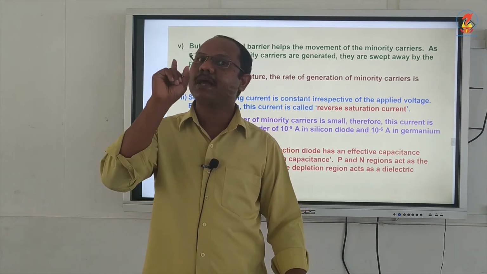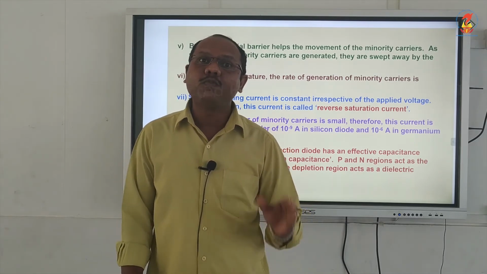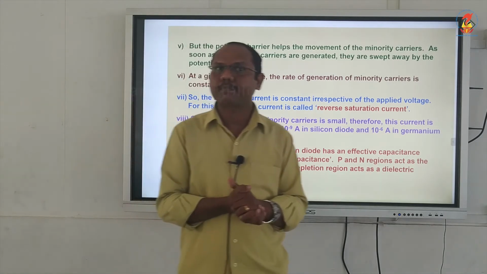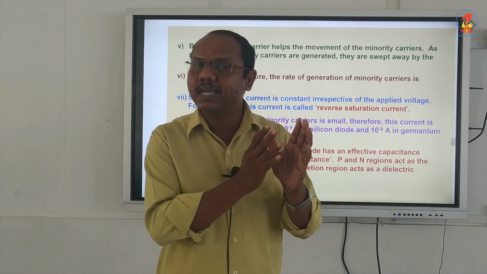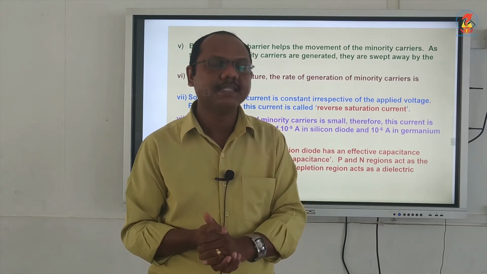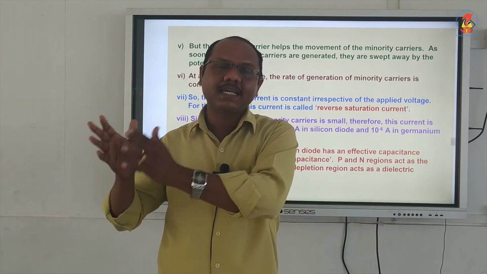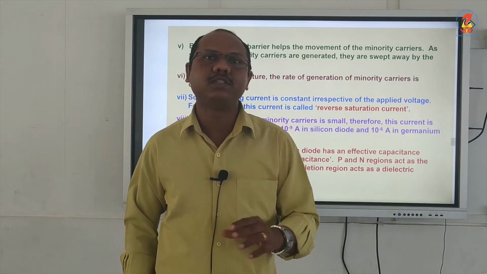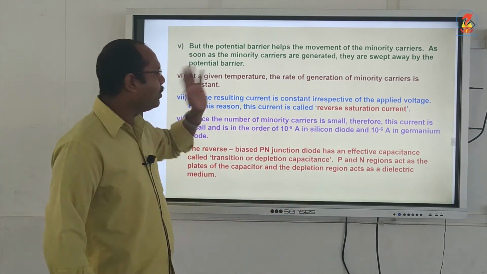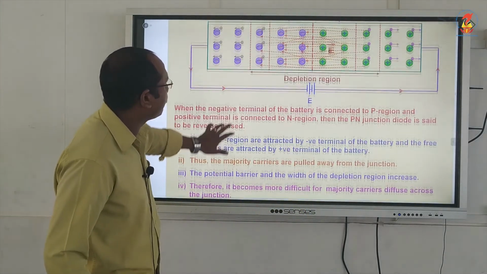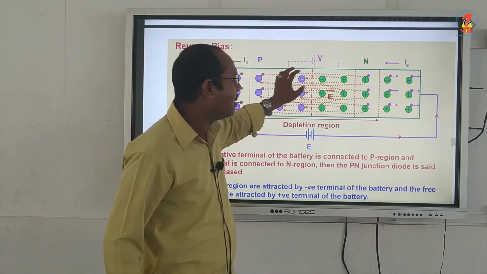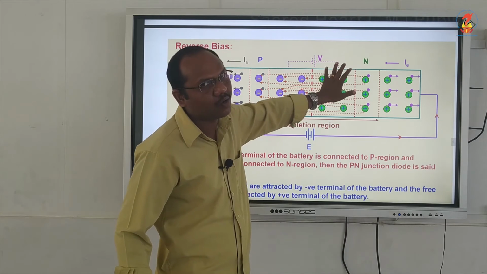But think about the minority carriers. Which are the minority carriers on the P side? On the P side, we studied the majority carriers are holes. So obviously the minority carriers are electrons, right? Similarly, on the N side, the minority carriers are holes. So you just think about those things from the diagram. On the P side, the minority carriers are electrons, and on the N side, the minority carriers are holes.